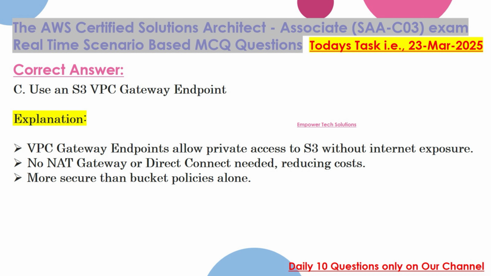Correct answer: C. Use an S3 VPC gateway endpoint. Explanation. VPC gateway endpoints allow private access to S3 without internet exposure. No NAT gateway or Direct Connect needed, reducing costs. More secure than bucket policies alone.